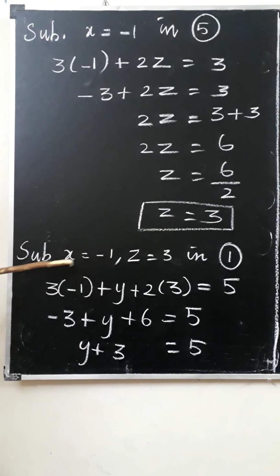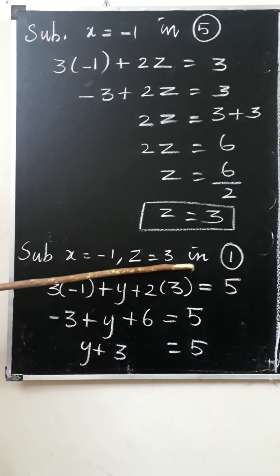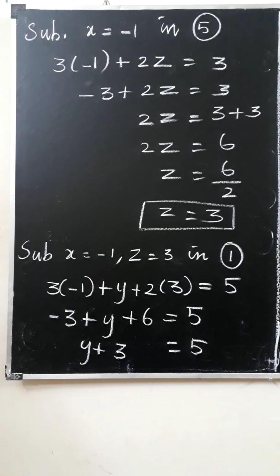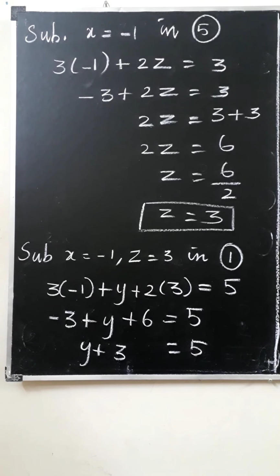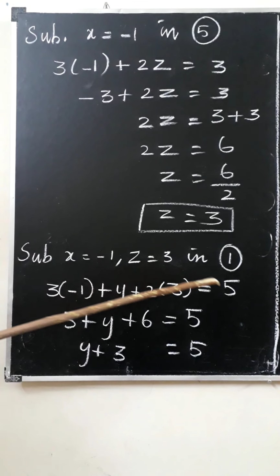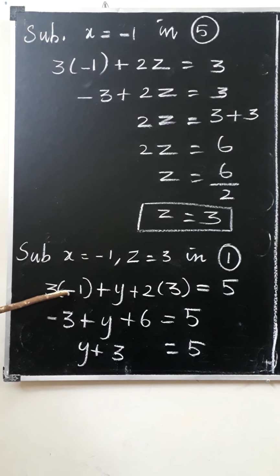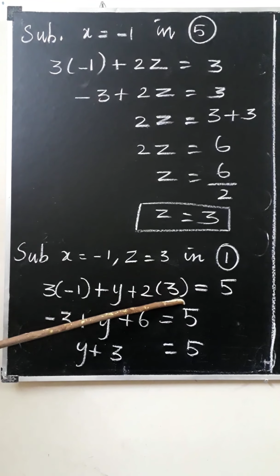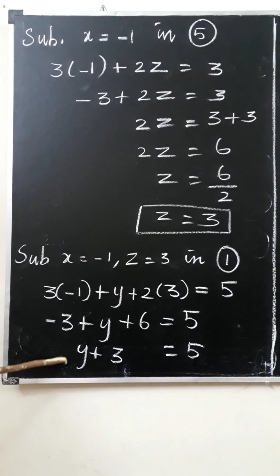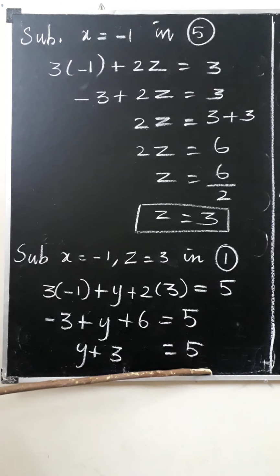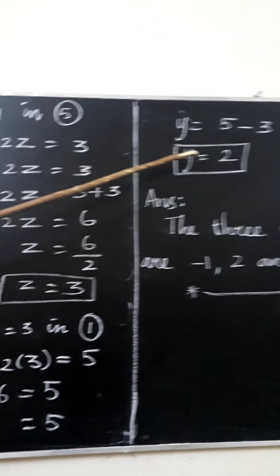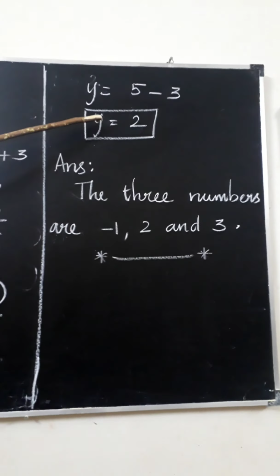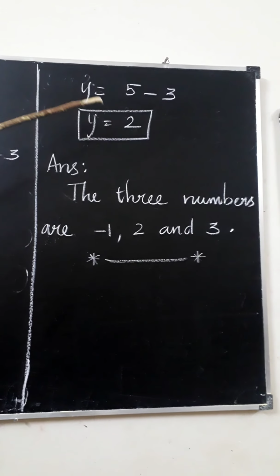Then substitute x equal to minus 1, z is equal to 3 in equation 1 to get y. Third equation is 3x plus y plus 2z is equal to 5. So in the place of x substitute minus 1, in the place of z substitute 3. Then simplify that, we get y plus 3 is equal to 5, and the final answer we got is y is equal to minus 2.